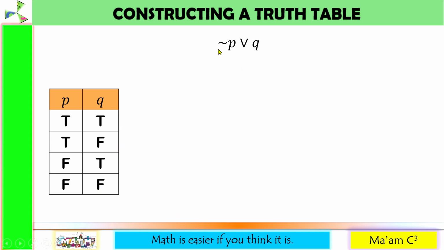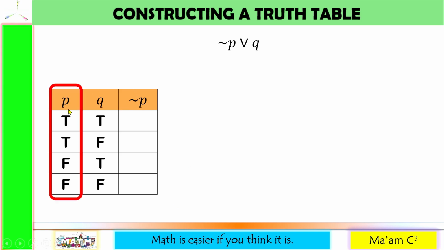Next one, we have here not P. So we're going to add a column for not P. We're going to focus our eyes on column P and we just have to negate it. This is not P, negation. The negation of true is false. The negation of true again is false. The negation of false is true. And again, the negation of false is true. So we are done with not P.